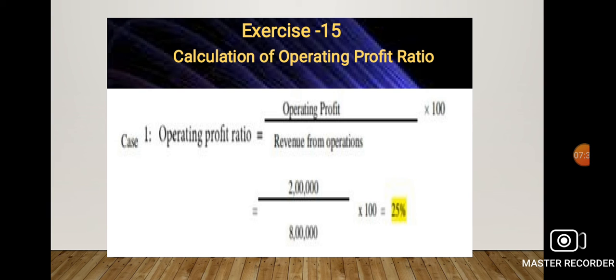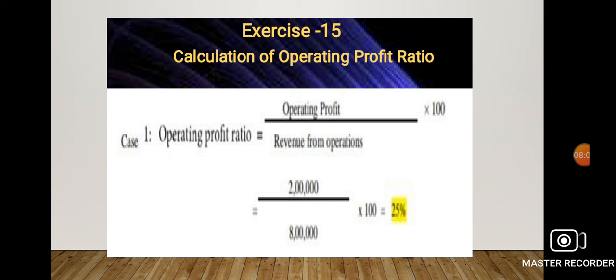Alternatively, it is calculated as 100 minus operating cost ratio. Operating profit means revenue from operations minus operating cost. A higher ratio indicates better profitability. The greater the operating profit ratio, the higher is the margin available for paying non-operating expenses. So the formula is operating profit divided by revenue from operations into 100.